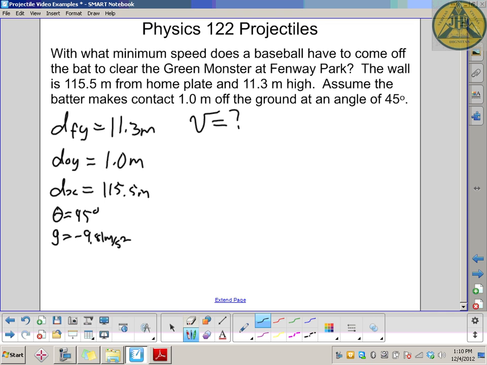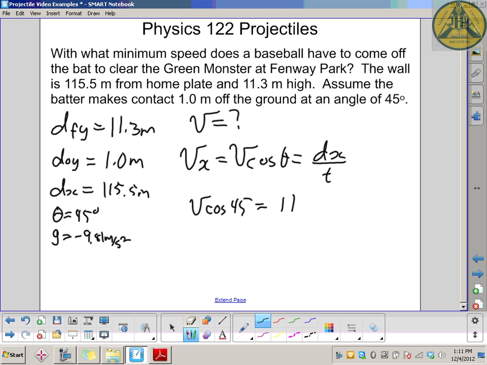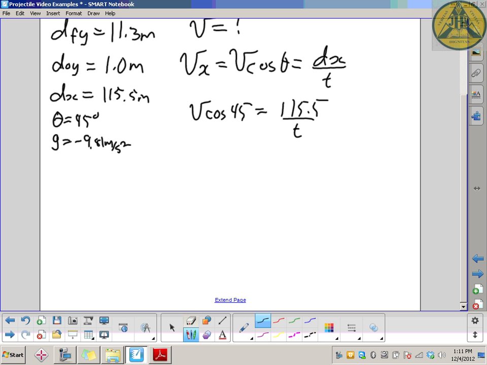Okay. All right. So in the x direction, the x component is velocity cosine of the angle, and that's 45 degrees. Remember, that equals the horizontal displacement, or the horizontal distance, divided by the time. Let's put the numbers that I know in here. So it's v cosine 45 equals 115.5 over t. Okay. So that equation, remember that, we're going to come back to that one.